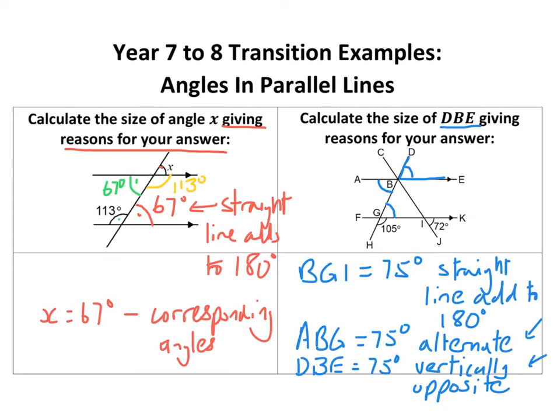Now I could have actually done this one here, and I'll use a different colour. Green will do. So this one here is the same as this one here, and they're corresponding as well. So I could have used corresponding. But I wanted to show all the different types of property you could use here. So there are loads of different ways of doing them. You've just got to learn the different properties of angles and parallel lines.